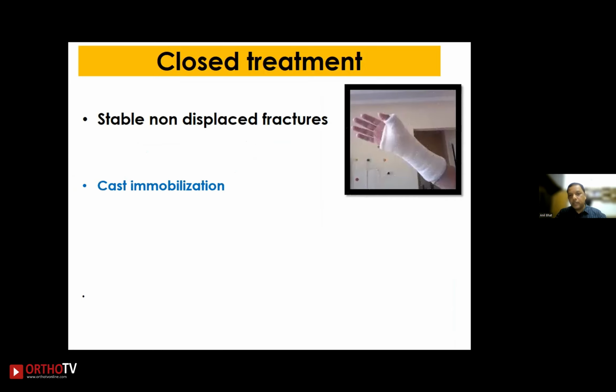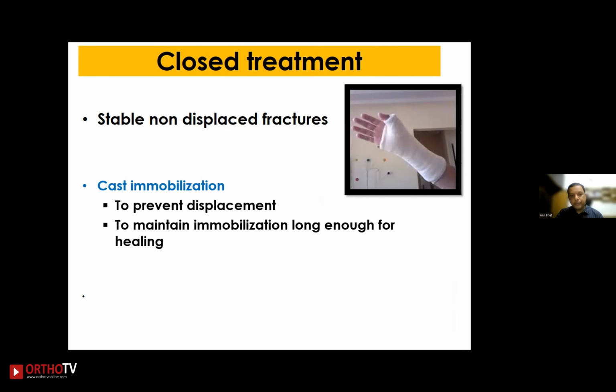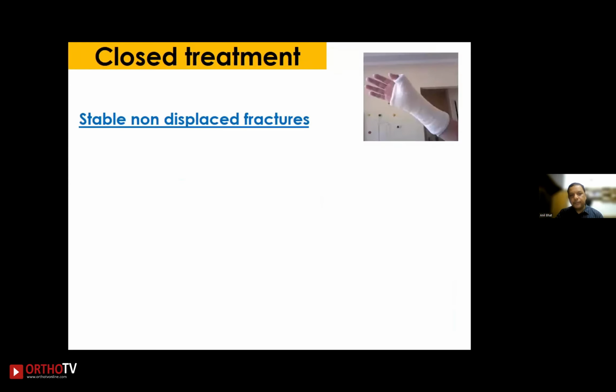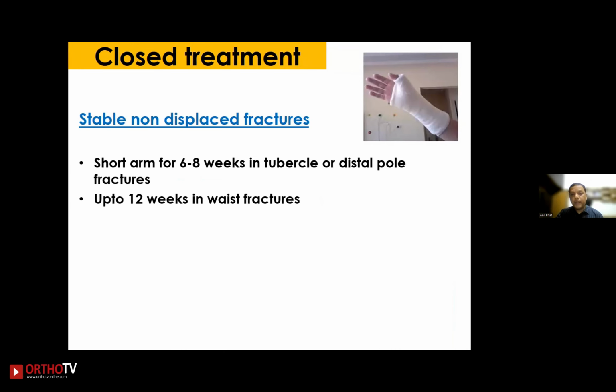And we know the cast immobilization with the classic glass holding kind of position to prevent displacement. You need to maintain the immobilization long enough for healing, generally between 6 to 8 weeks. So this kind of a thumb spica cast for 6 to 8 weeks. Sometimes you might go to 12 weeks. You might have to tell the patient that you might extend the cast if they're not healing.